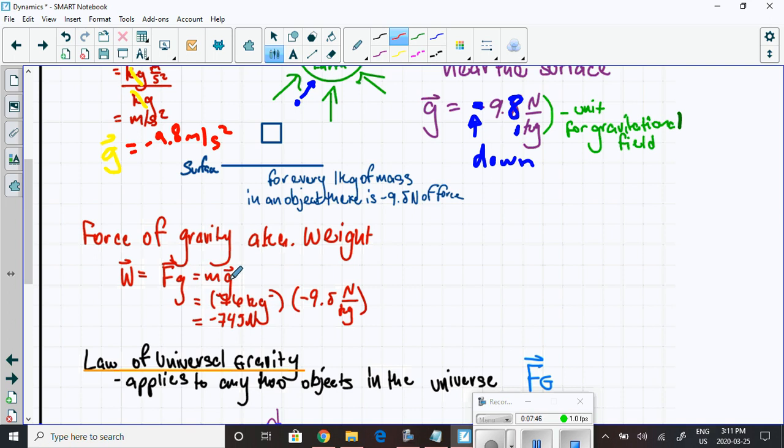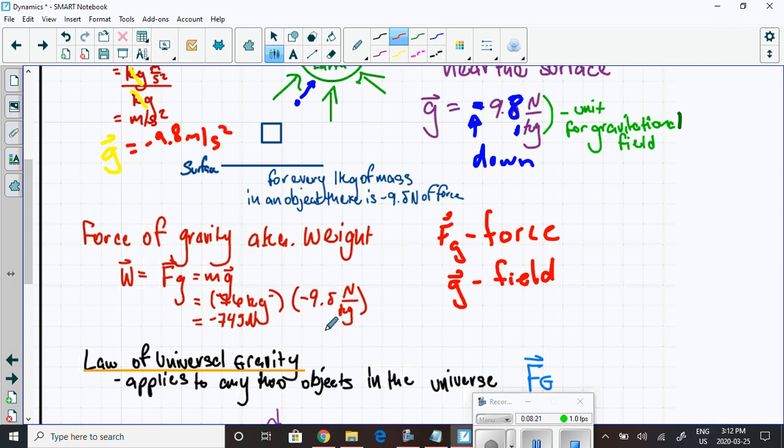Look how detailed I'm being when I'm talking about this. The force of gravity, right? This is the force of gravity. This is the force, is equal to the mass of the object times the gravitational field strength. This is the field. Don't confuse these two. This is always the same thing. The gravitational field strength near the surface of the Earth is negative 9.8 newtons per kilogram.